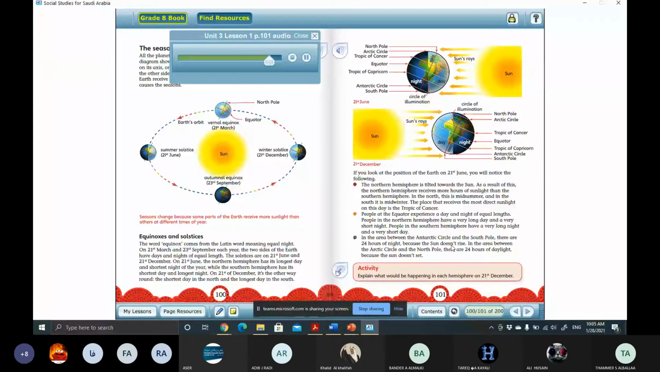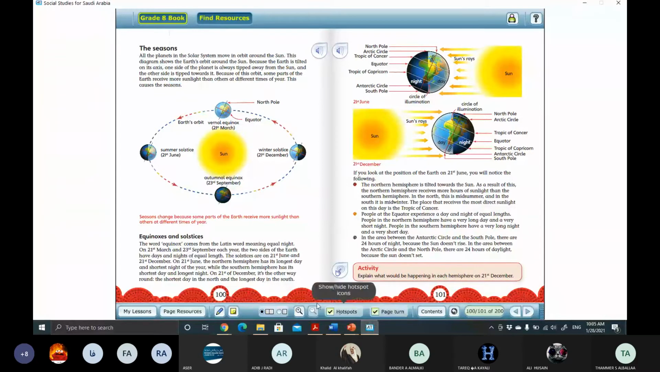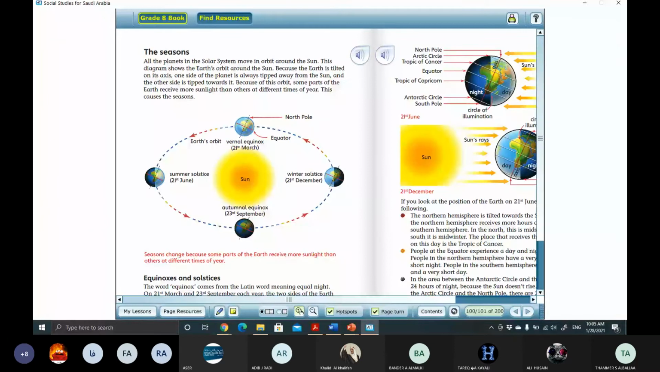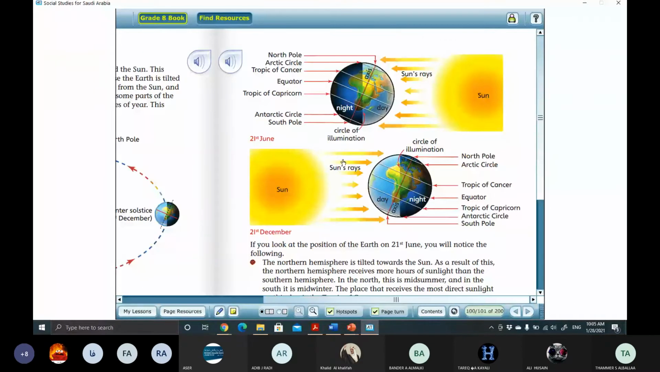Activity. Explain what would be happening in each hemisphere on the 21st of December. So if you look at the diagram right here, it explains the whole idea. Here you have the sun and the planet Earth. Most of the sun rays arrive like this because the Earth is tilted on its axis. From here until this area, all of this area is in the sunlight. So the northern pole is all covered with sun, and for the whole day, 24 hours, it will be sunny.